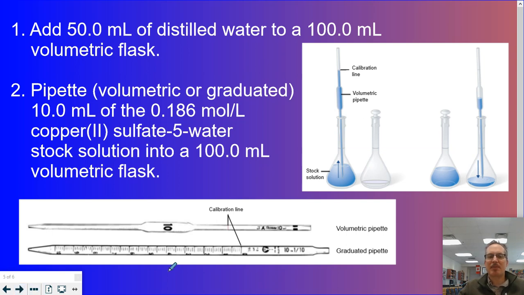There are two types of pipettes. There are volumetric pipettes, which you'll see have this little bump in the middle, and then there are graduated pipettes that don't have that bump. The difference is that in a volumetric pipette, in our case a 10 milliliter volumetric pipette, when you suck up solution with the bulb, there's only one calibration line. This pipette only transfers 10 milliliters of solution. So I'm going to suck up until the meniscus is on the calibration line.